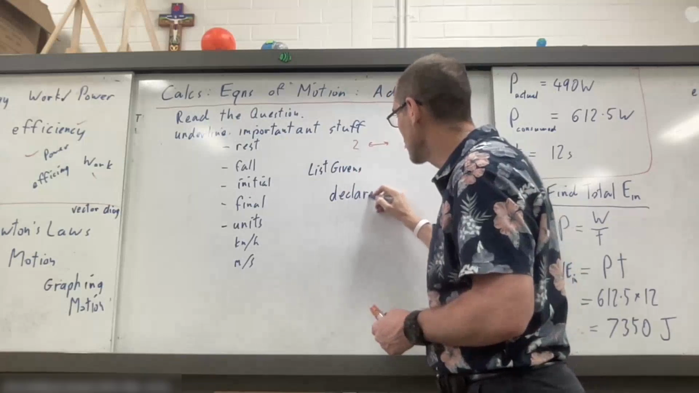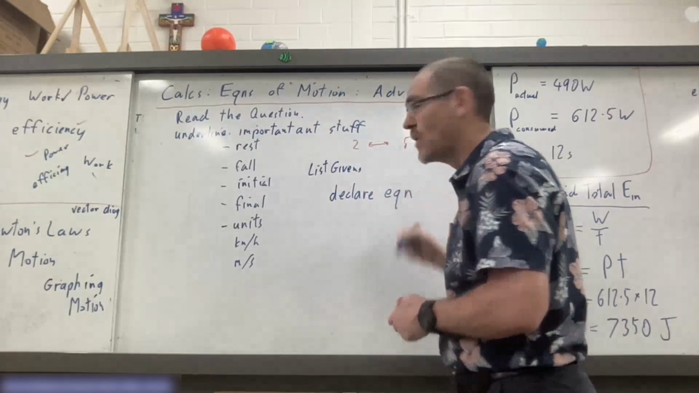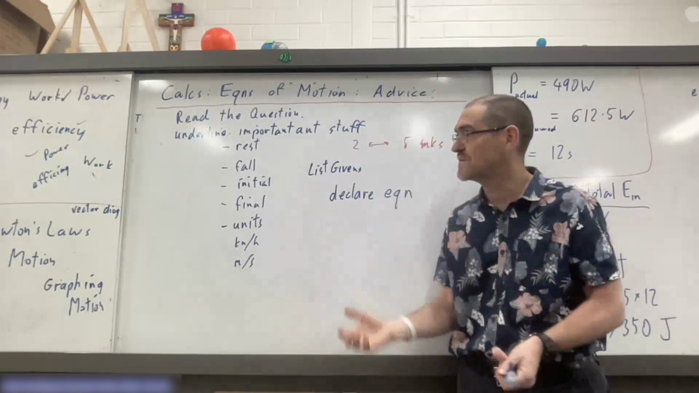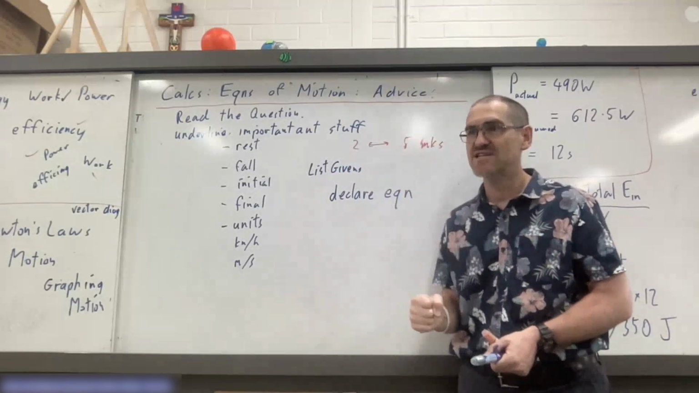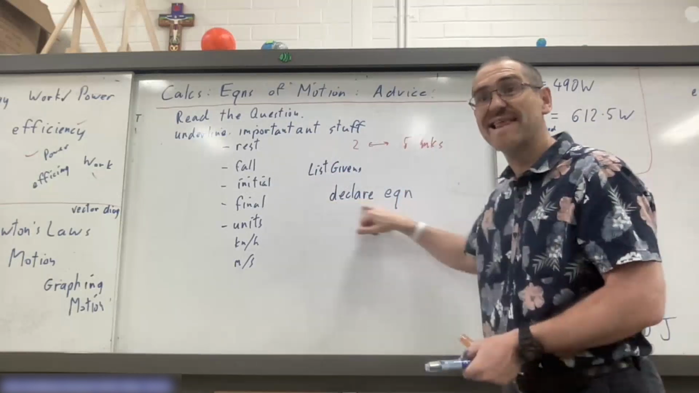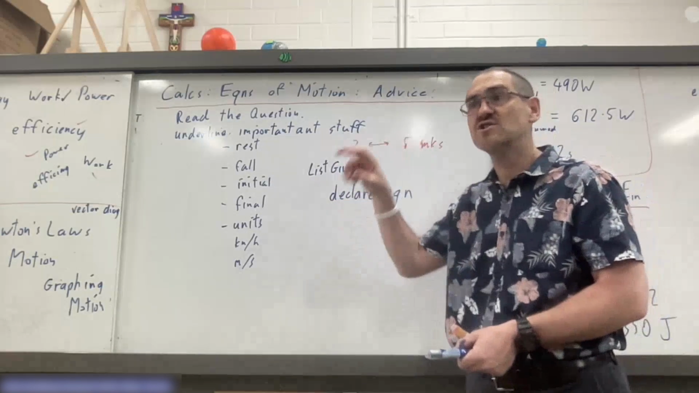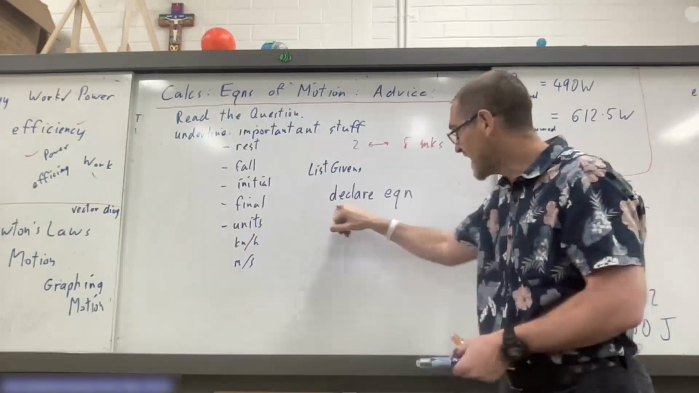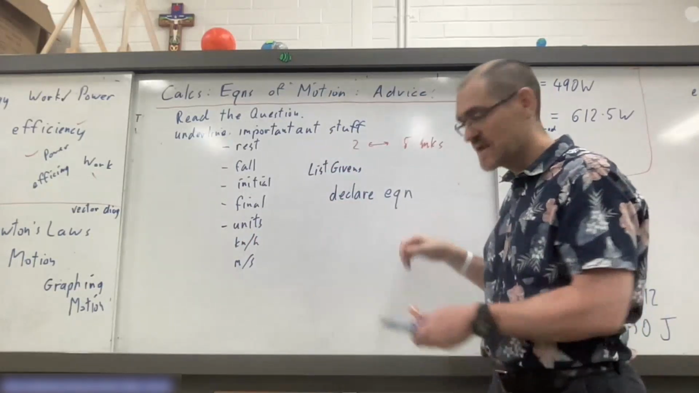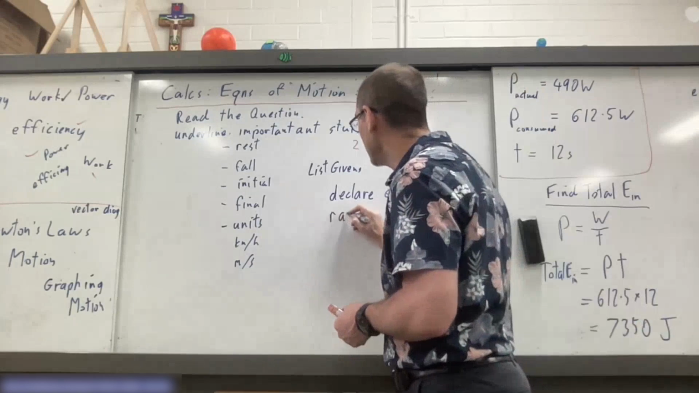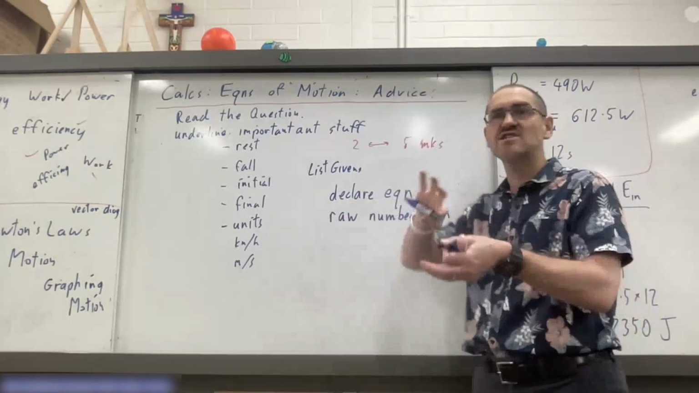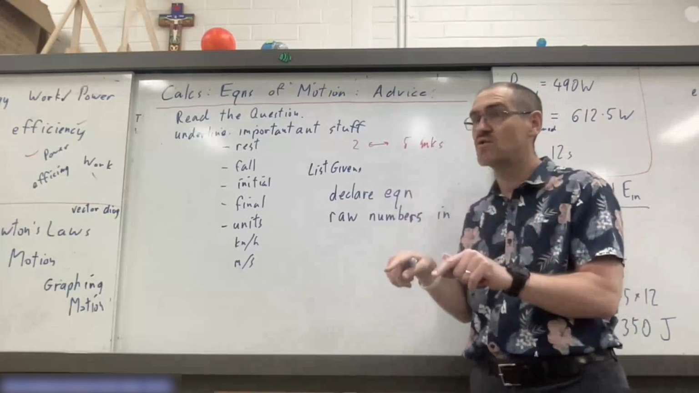Declare your equation. You have a toolbox of equations. There's lots of them. They are in the formula and data sheet. Actually write out the letters. Do not go straight to the numbers, okay? Write out the actual equation. Then put in the raw numbers in. Now, I would actually declare the equation, rearrange it first, then put in the raw numbers.